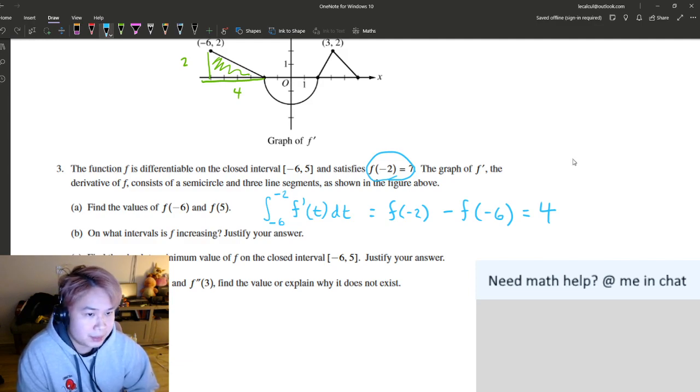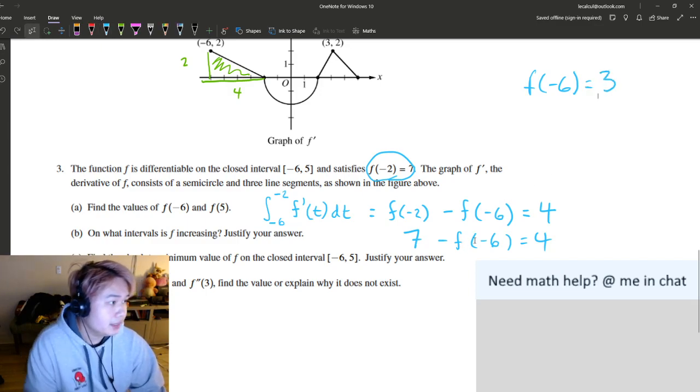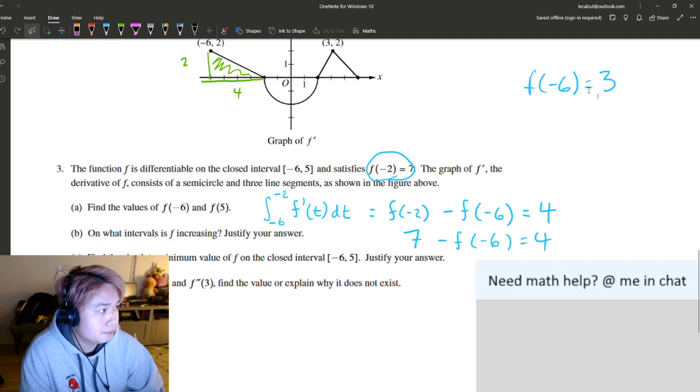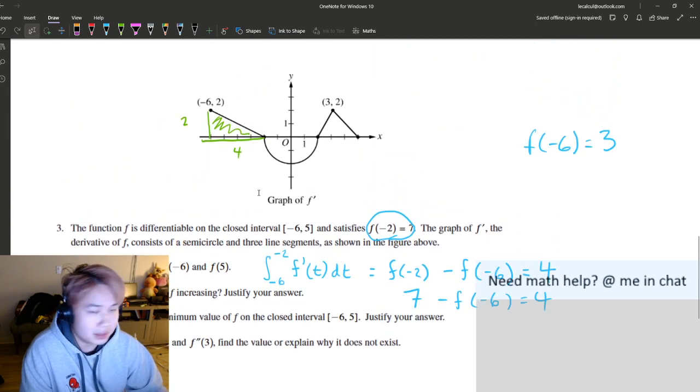Okay, and then this is nice because I know this is 7. So this means f at -6 is 3. And then we just repeat the process again for f of 5. So I guess I'll write it up here.